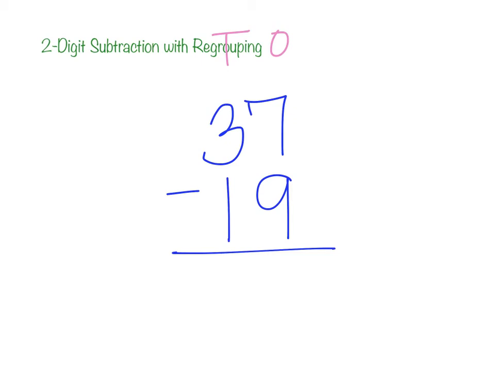So where is my greater number? On the top or the bottom? That's right, it's on the bottom. So that means I have to do what? Excellent, I have to regroup. So let's regroup. We go to the 10s place, 3 turns into 2. Excellent, a 2. This 7 is now 17, perfect. And how do I know that it's 17?